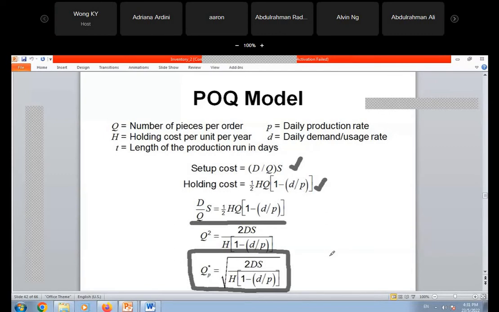Right, so Q star here is the optimum production order quantity that will give us the minimum total cost. It is the square root of 2DS divided by H, and then times 1 minus D per P. So it's slightly different from the EOQ model. The difference is in this term here.